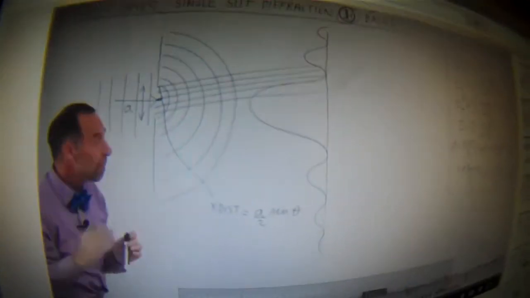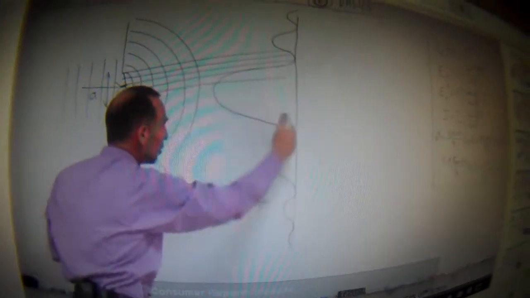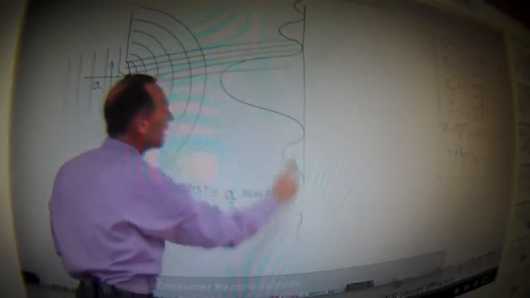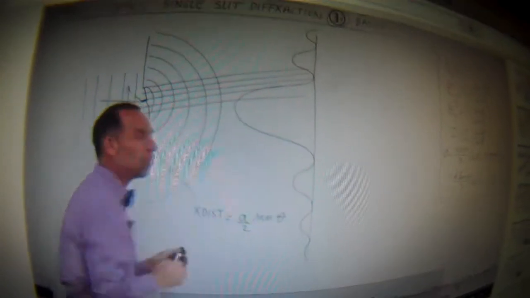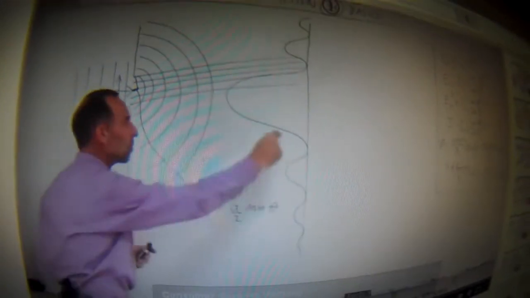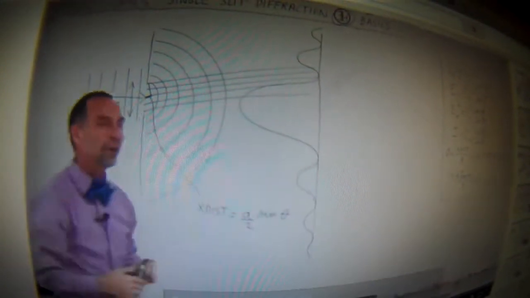Notice that the diffraction pattern kind of decreases in intensity. The maxima, as you go further and further out away from the central maximum, becomes smaller and smaller and smaller, meaning the intensity becomes smaller and smaller and smaller as you go further out.